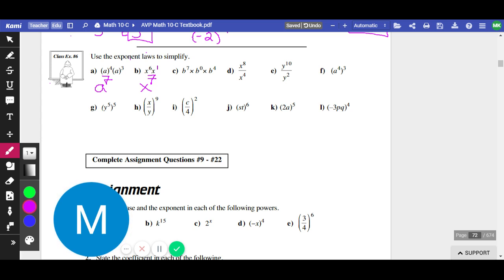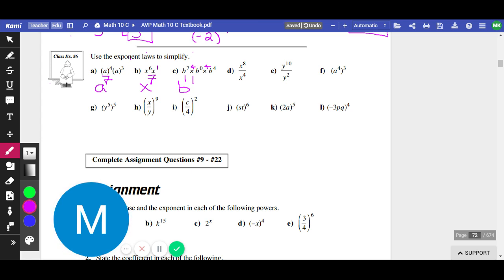Awesome. For C, we have b to the power of 7 times b to the power of 0 times b to the power of 4. They're all the same base, and they're all multiplied. That means I can add all the exponents. 7 plus 0 plus 4 is b to the power of 11. Someone's going to look at that and be like, b to the power of pi, and they're going to be so confused. B to the power of 11. There we go, kind of got it to work.